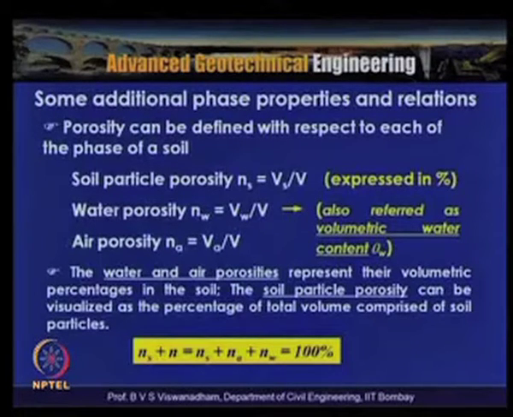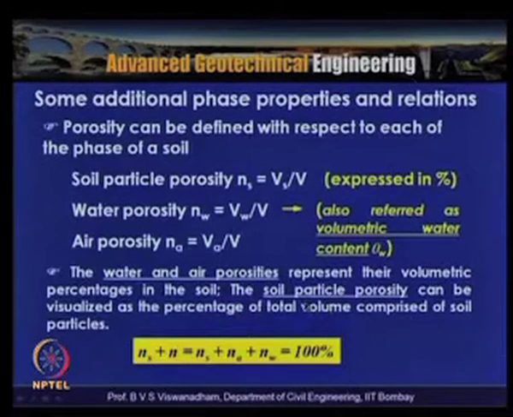Air porosity Na is equal to Va by capital V, and water porosity Nw is equal to Vw divided by V, which is also referred to as volumetric water content theta W. Now, the water and air porosities represent their volumetric percentages in the soil, that is volume of water in the total volume, and volume of air in the total volume.